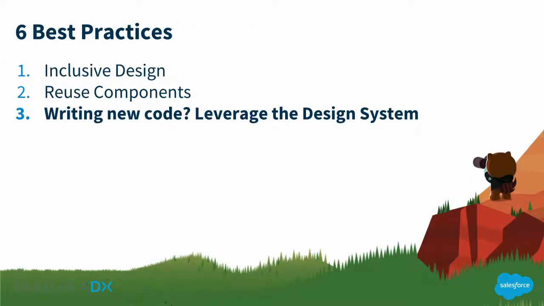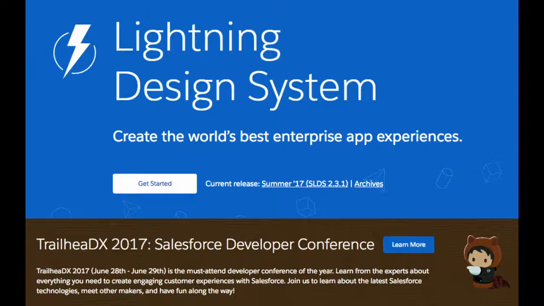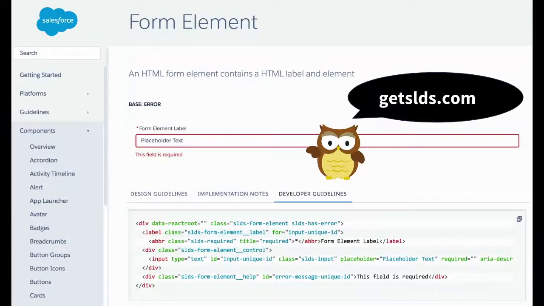OK, so we reused as many components as possible, but sometimes we have to write some new code. And there, the key bit of advice is to use our Lightning design system. So hands up, who's aware of the Lightning design system? Great. Great to see lots of hands. So the mission of the Lightning design system team is to make it easy to do the right thing. And that includes accessibility.